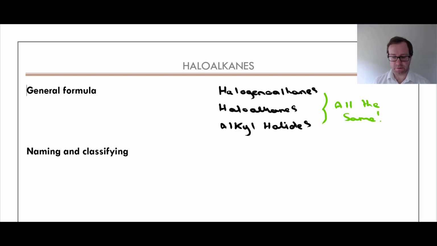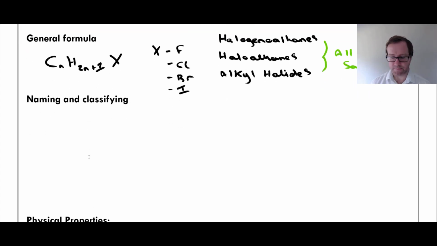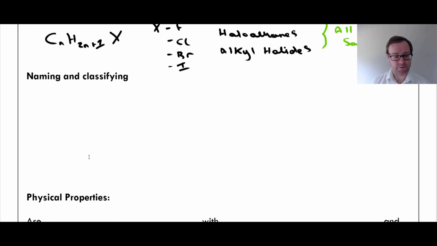My general formula for a haloalkane is CnH2n+1X, and X stands for any of my halogens, so it could be F, Cl, Br, or I. So it's a halogen atom attached to a carbon and hydrogen chain, an alkyl chain. Moving on to naming and classifying.